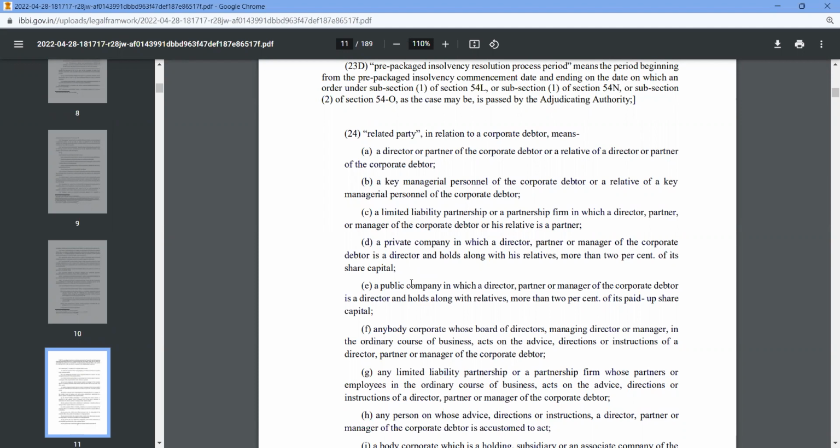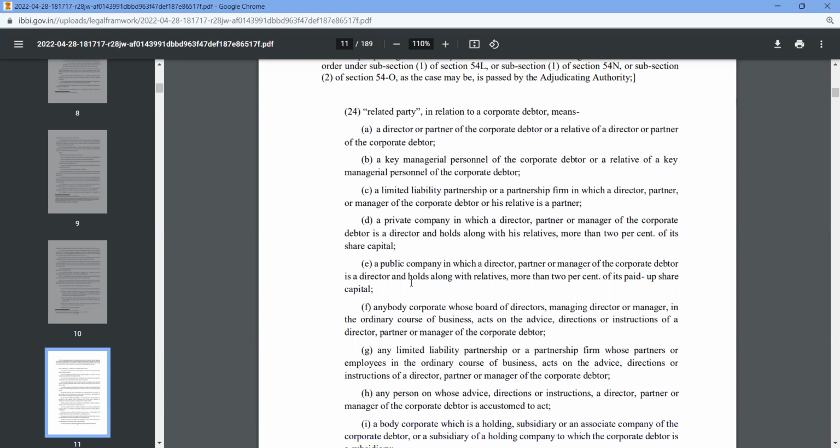So related party of whom? Related party of a corporate debtor or related party of an individual. Related party in relation to a corporate debtor means a director or a partner of the corporate debtor. And corporate debtor, as we know, normally includes a company or an LLP, although there are some others also, but mainly it includes a company or an LLP.